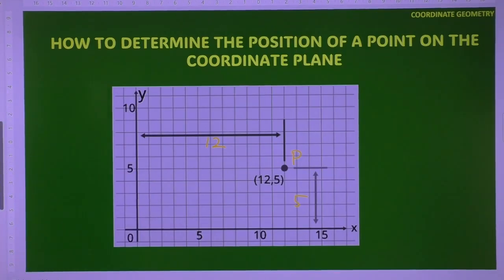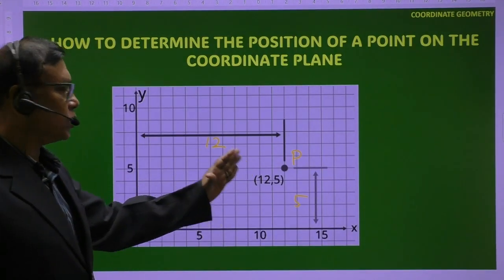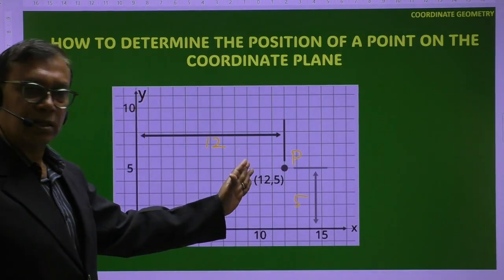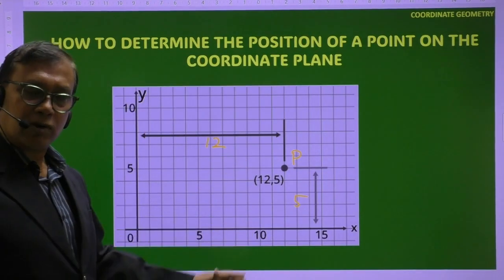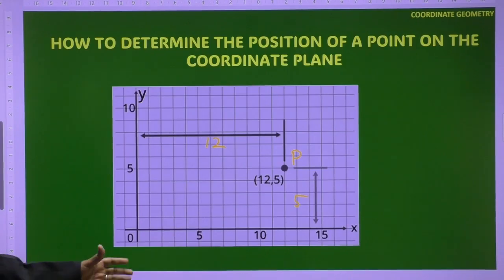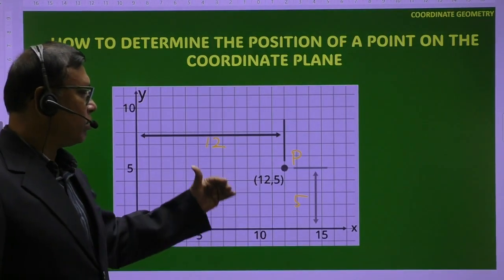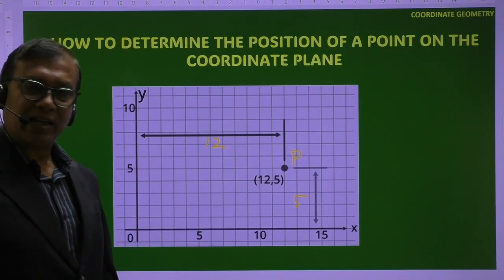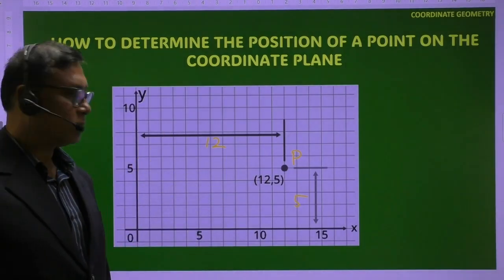Is it clear? So first we have to know how much away from y-axis, that will give the value of x coordinate, and then we will know from x-axis how much away, that will give the value of y, that ordinate value. Is it clear?